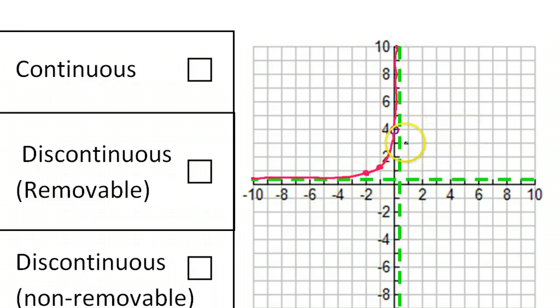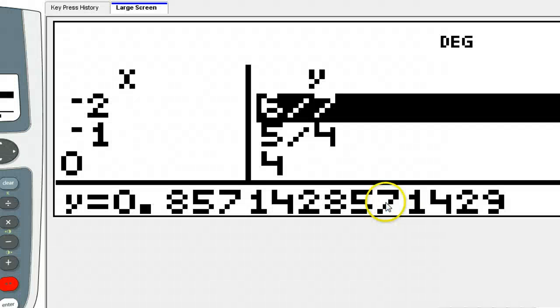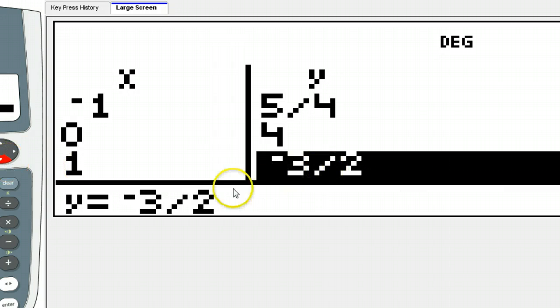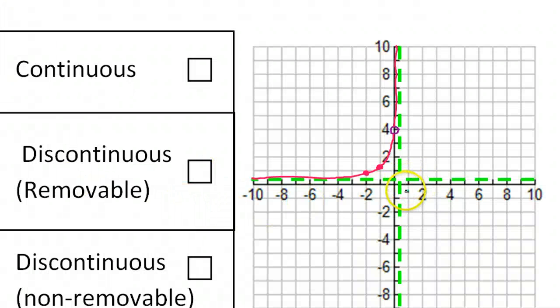Okay, so that's going to look a lot like that. Let's see what's going on over here. So let's look at 1, positive 1. Okay, so that's -3/2. I know that's -1.5. So 1 comma -1.5. That'd be like right here.